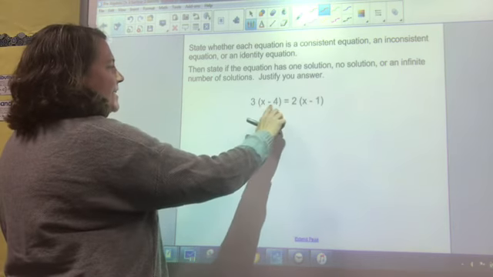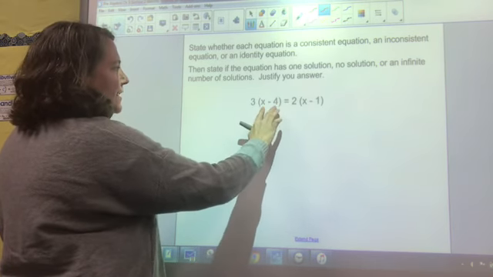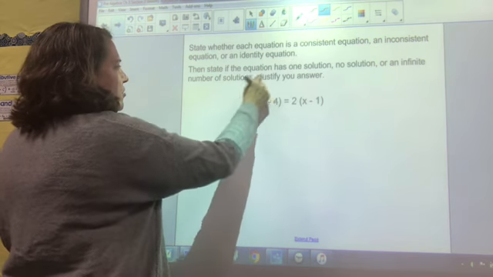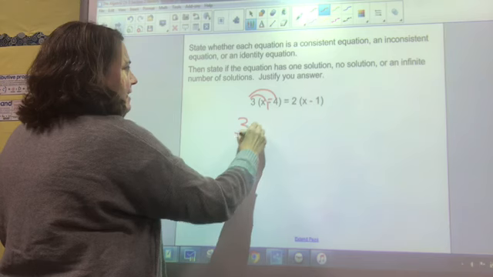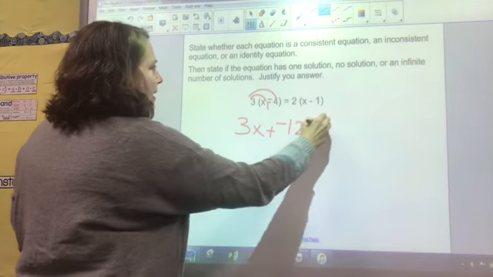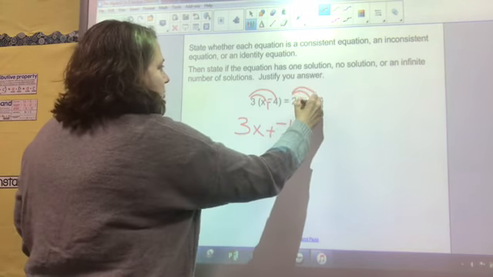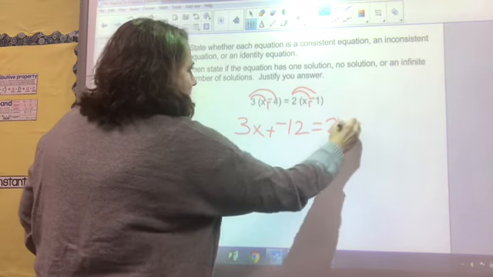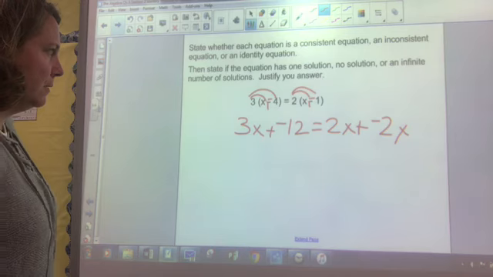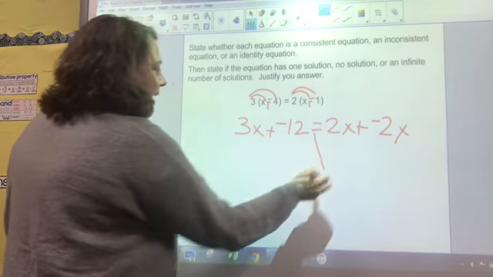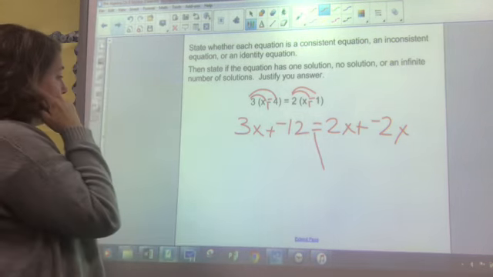I have parentheses. I cannot do this inside because it's a variable. So I have to do the distributive property. Don't lose your negative sign. 3x plus negative 12 equals, don't lose your negative sign, 2x plus negative 2x. I want to combine everything on the same side of my equal sign.